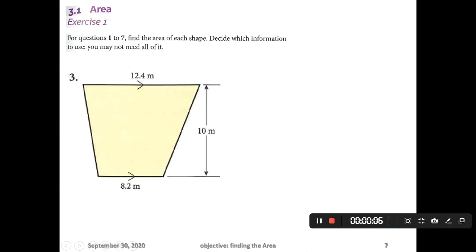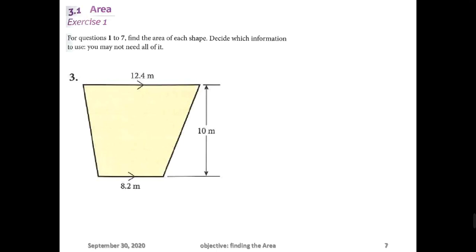In the previous video, I left this question for you to answer on your own, where they're asking for the area of this trapezium. How do we know that this is a trapezium? Two parallel sides. These two arrows are telling us that these two sides, the 8.2 and the 12.4, are actually parallel sides.